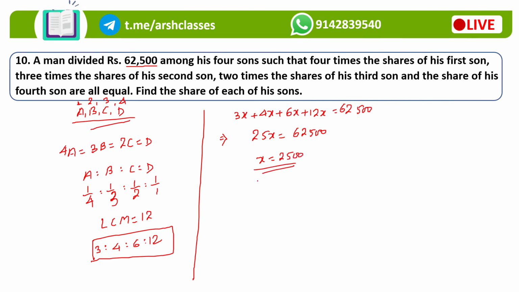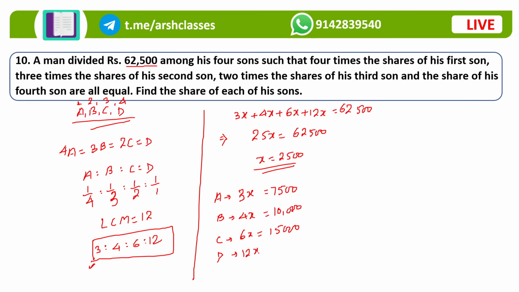As soon as we get the value of X as 2500, we can calculate the sales of each of them. So A, which is nothing but 3 times of X we got from this ratio, right? So 3 times of X becomes 7,500. B that I got here is 4 times of X, and this time X is 2500, so this becomes 10,000. C, which is 6 times of X, will be just double of this, 15,000. And D is 12 times of X, which you can say just double of this, which is 30,000.